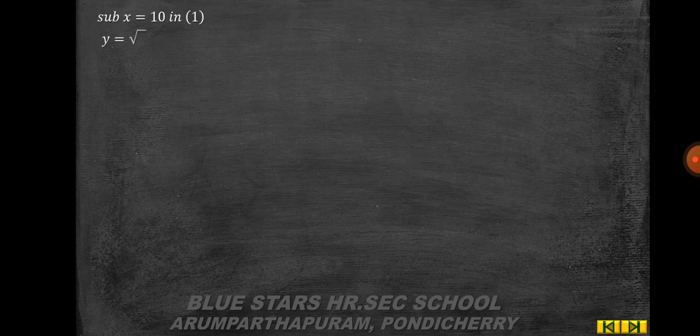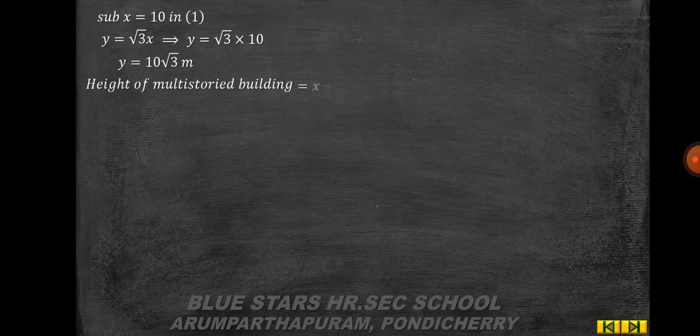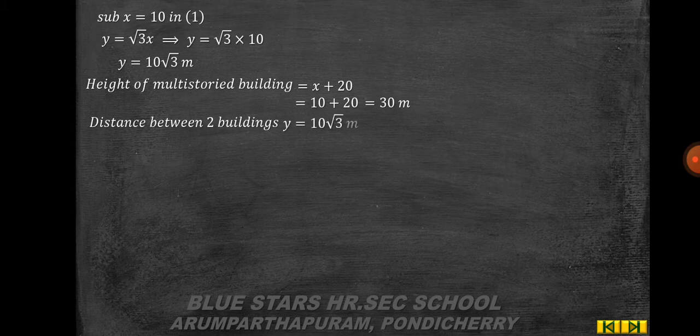Then substitute x is equal to 10 in equation 1. Y is equal to root 3 into x. So y is equal to root 3 into 10. Y is equal to 10 root 3 meter. So the height of the multi-storied building is x plus 20, which is equal to 10 plus 20. So the answer is 30 meter. Then the distance between the two buildings is y is equal to 10 root 3 meter. So the correct option is option 4. The answer is 30, 10 root 3.